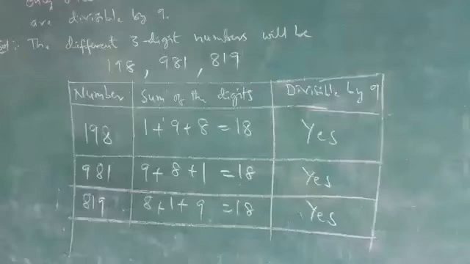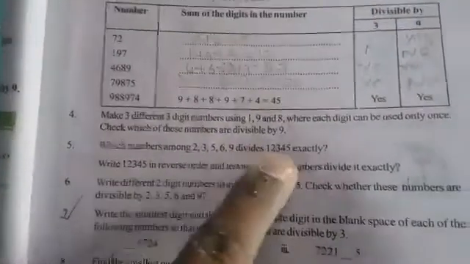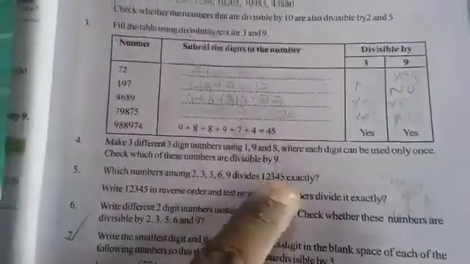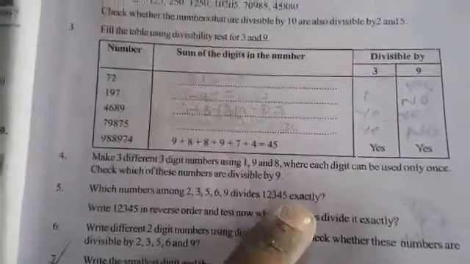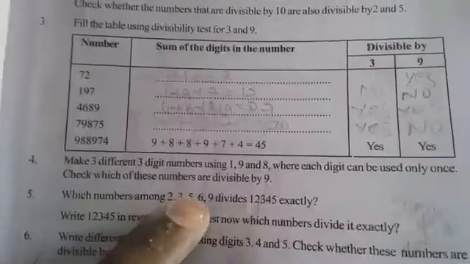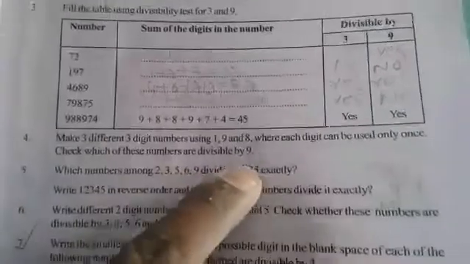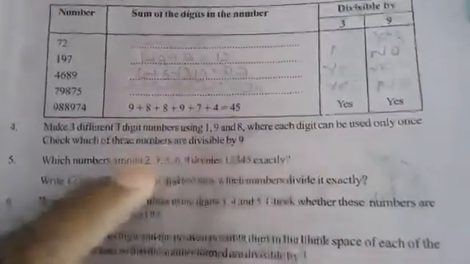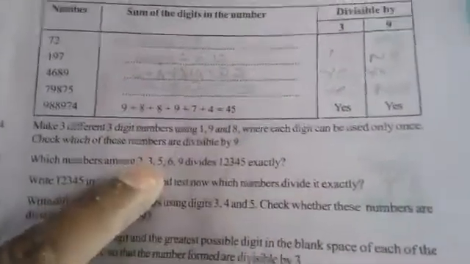Next we will go for the fifth problem, children. Once you see the fifth one: which numbers among 2, 3, 5, 6, 9 divide 12,345 exactly? Means we have to check the divisibility rules by 2, 3, 5, 6 and 9 for this number. Is it divisible by 2 or divisible by 3? We just have to say it.